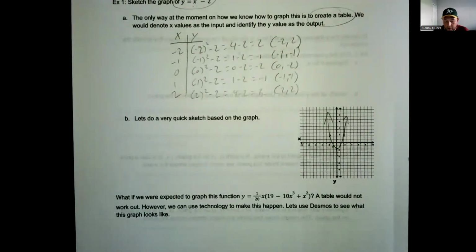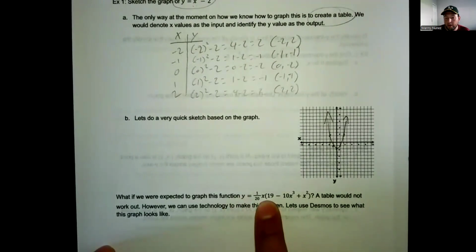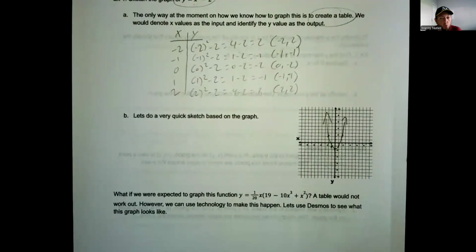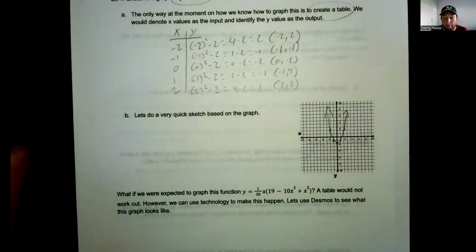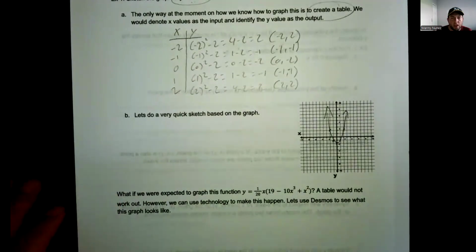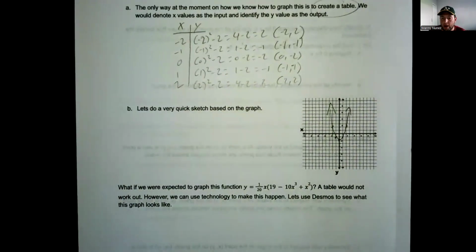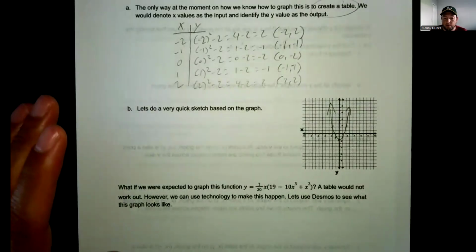What if we're given another graph to work with? And let's say we're given this function here, 1 over 20x multiplied by 19 minus 10x cubed plus x squared. Well, a table is not going to work out, but what we can do is use technology to make this happen. And the most common tool that I'll be using throughout the time here, as I'm showing you guys videos and content, is Desmos to see what this graph is going to look like.